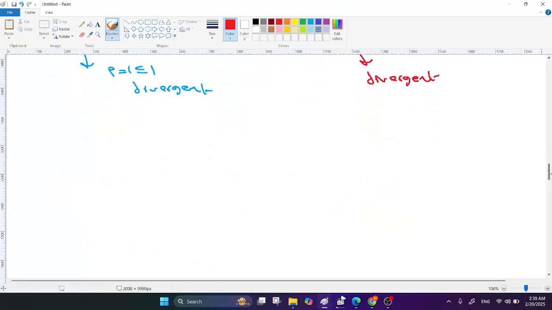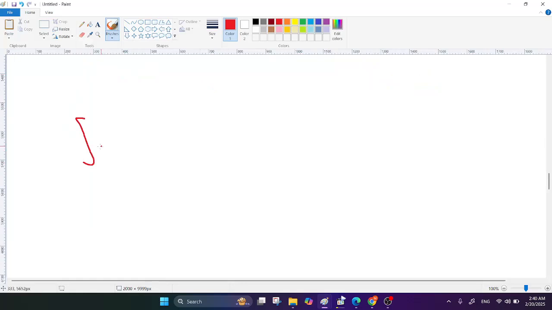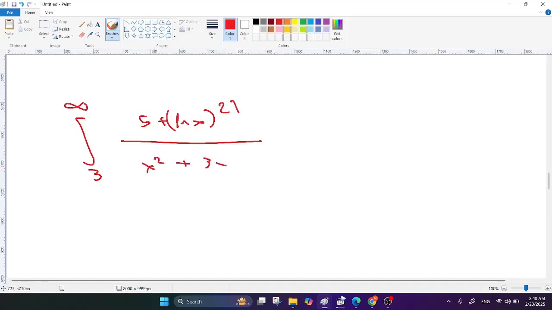Now, wow, there are many problems. Let's solve this one: integral from 3 to infinity of (5 plus ln x)^21. What do we have now? We have x squared plus 3x plus cosine squared x plus sine squared x. No, cosine squared plus sine squared will be just 1. So plus 5.